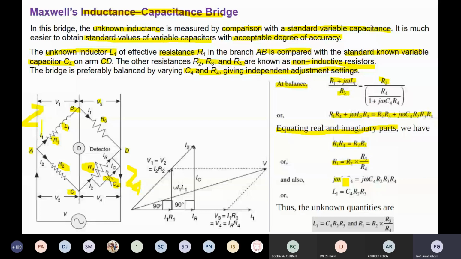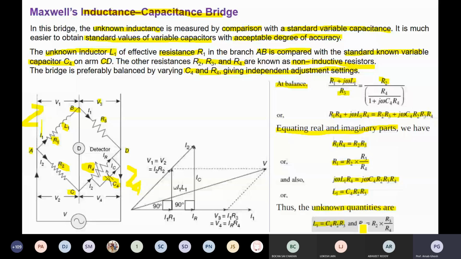So what is your L1? R4 will be cancelled on each side, j omega also will be cancelled. So finally L1 equals C4 R3 R2. Okay, so what are your unknown quantities? The unknown quantities are L1 equals C4 R2 R3 and R1 equals R2 into R3 by R4.